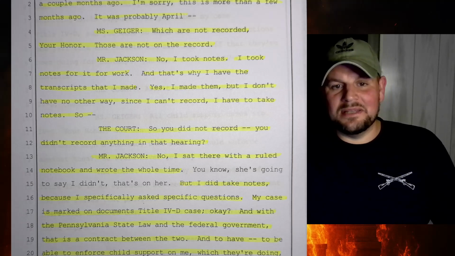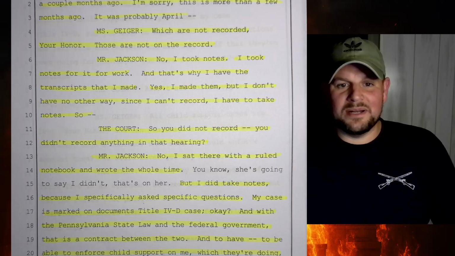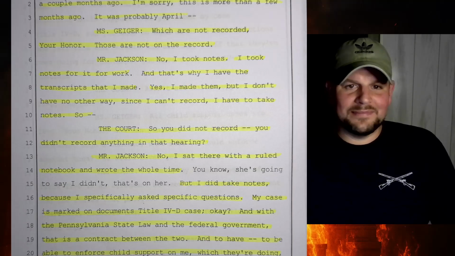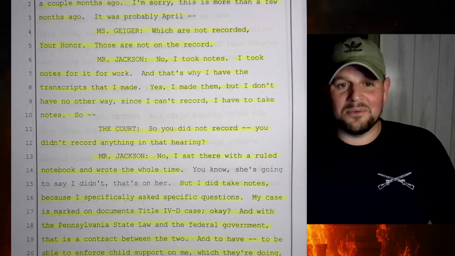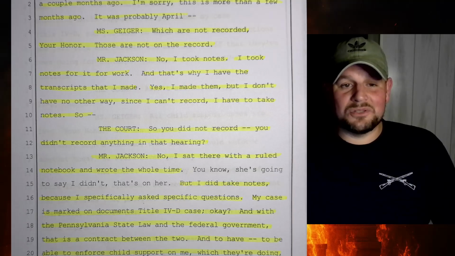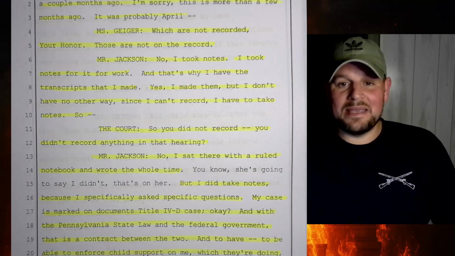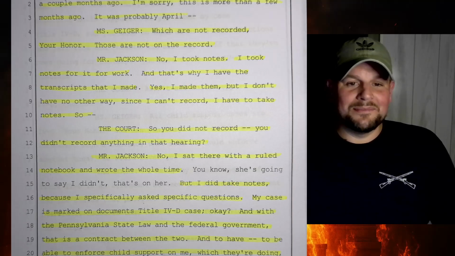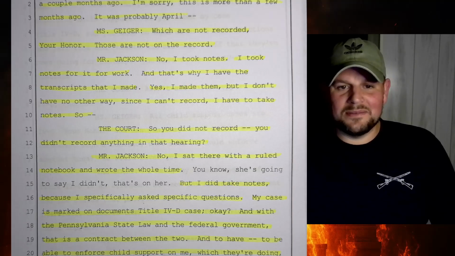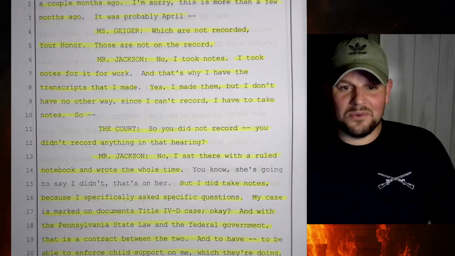And then the judge jumps in. So you did not record. You didn't record anything in that hearing. If you look right above where he starts saying that, I state, no, I took notes. And that's why I have the transcripts that I made. I don't have any other way to prove that since I can't record. I have to take notes. And then again, they ask me, so you didn't record anything in that hearing.